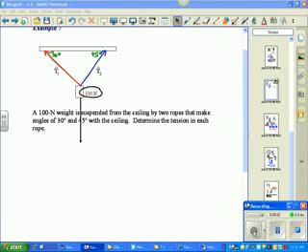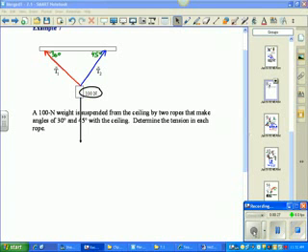Alright, so for example 7, we're kicking up the difficulty a little bit here. We have a 100 Newton weight, so it's already in terms of force. We don't need to do anything there. Suspended from a ceiling by 2 ropes, and the one rope makes an angle of 30 degrees, the other rope makes an angle of 45. Determine the tension in each rope. So tension is actually a force here for us.